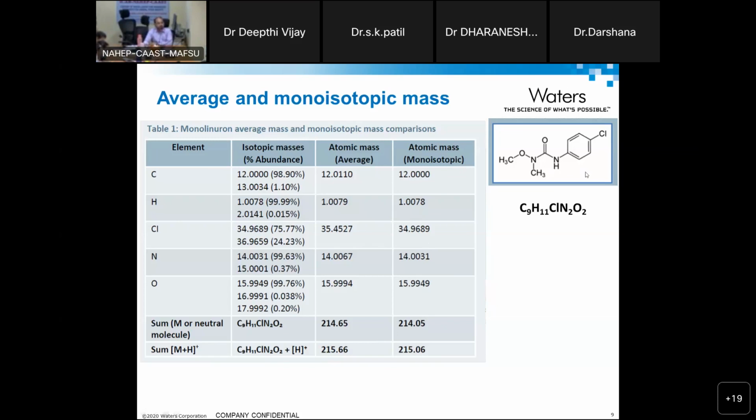Now for this particular compound, with the chemical formula C9H11ClN2O2, if you look at the average atomic mass and the monoisotopic mass (M plus H) values, there is a substantial difference between both the values. The monoisotopic mass is 215.06 and the average atomic mass is 215.66. So there is a difference of almost 0.6 or 0.7 Dalton between both the values. So you have to remember that you have to consider monoisotopic masses.